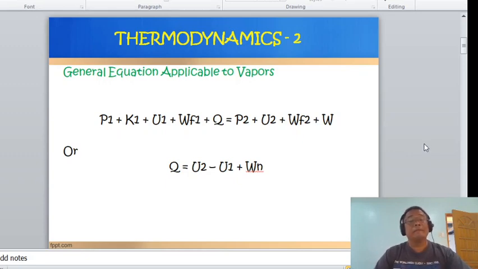This is similar to the steady flow energy equation, where the potential energy 1 plus kinetic energy 1, internal energy 1, flow work 1 plus Q is equal to the potential energy at 2, kinetic energy at 2, U sub 2, WF2 plus W. Okay? So we can eliminate those properties or parameters which are not present. So in vapor, simply, we have Q is equal to the change in internal energy plus the work non-flow.